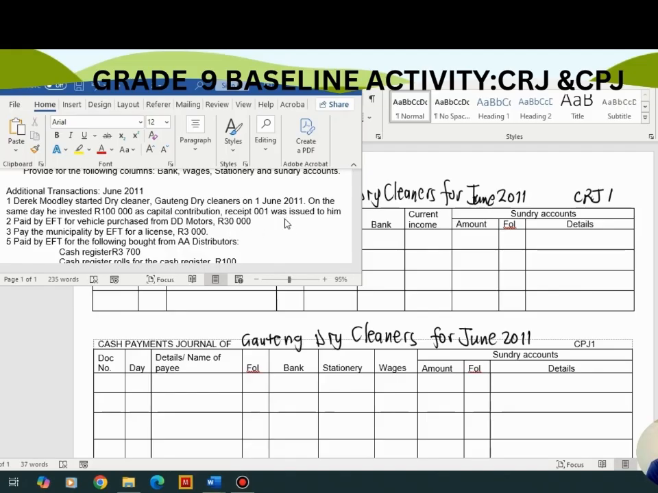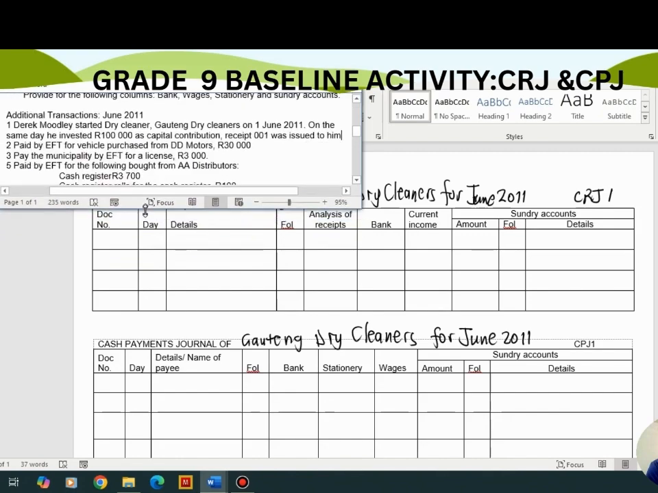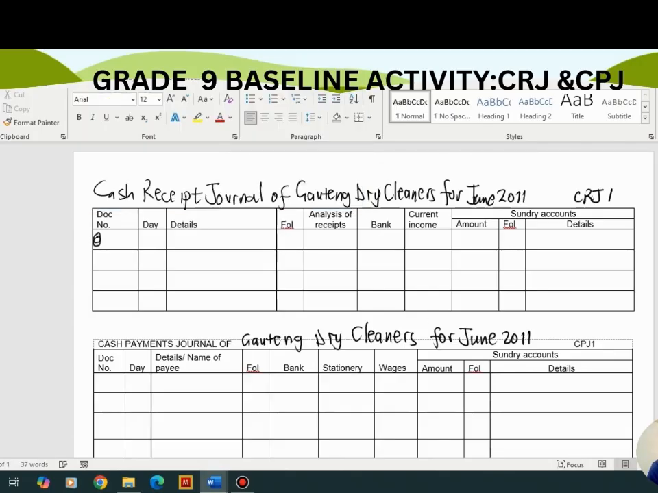Receipt number 001 was issued to you. So this transaction is recorded in the cash receipt journal. The document for the transaction is 001. Then the day is 1. The name of the owner is Derek Moodley. The folio, we are going to skip for credit transactions. So here is the contributed capital.